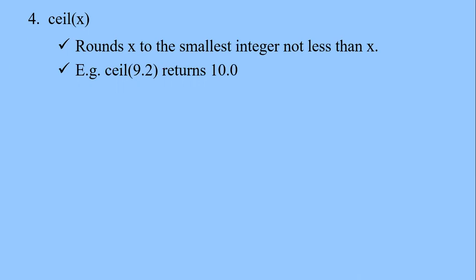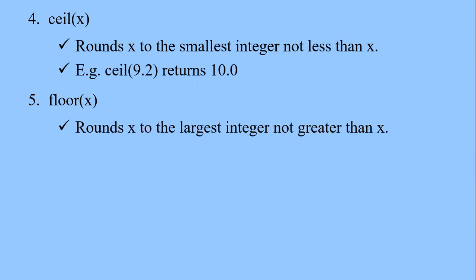It rounds up. Then we have floor. It rounds the decimal part of the value assigned to it to the largest integer, but not greater than x. For example, floor 9.2 will return 9.0. Note, seal 9.2 returns 10. Floor 9.2 returns 9. Then we have POW x, y.